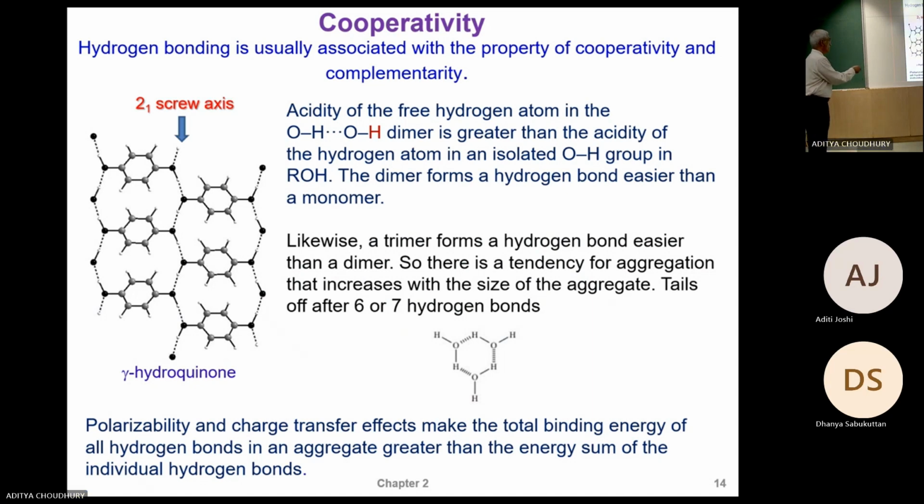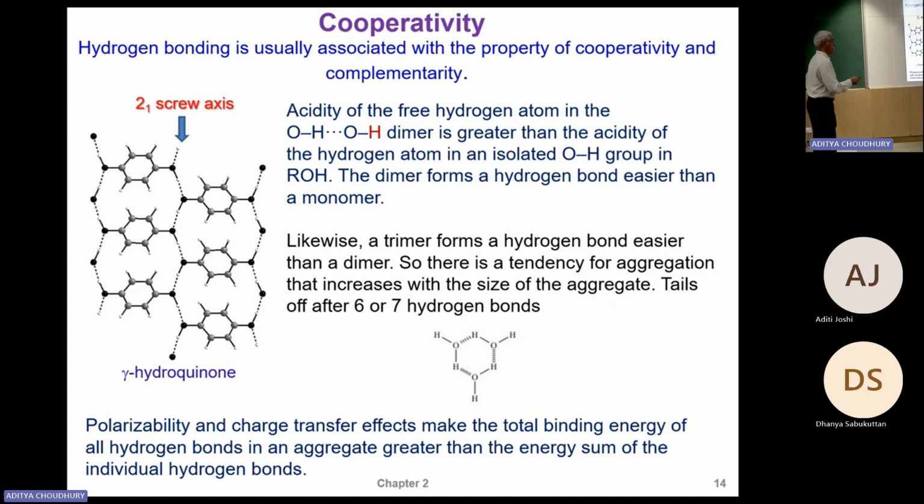shown here. And as you see here, there is a 2-1 screw axis. I'm not sure whether you are familiar with this crystallographically. A 2-1 is very similar to a helical type of thing. I'm not going to go into the details of it because you need to rotate and then you have to move it up by half of the unit. So that's the meaning of 2-1 screw axis.